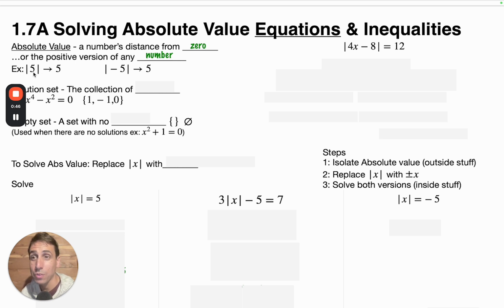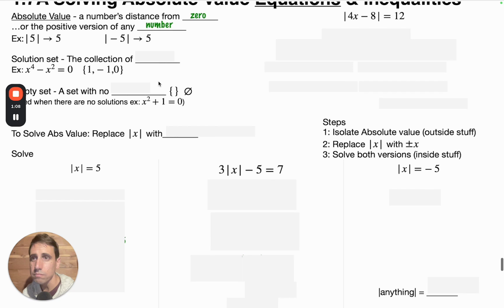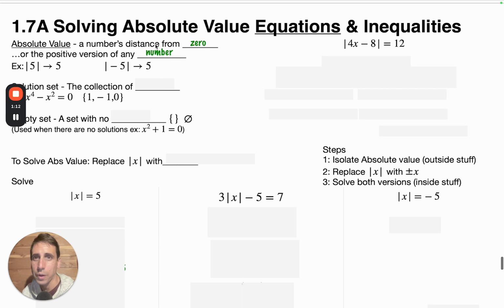If you want to take the absolute value of 5, the number 5 is 5 units away from 0. Negative 5 is also 5 units away from 0. So they both share the same absolute value. When you take their absolute value, you get 5, both of them. It's also the positive version of both of these numbers. The positive version of 5 is 5. The positive version of negative 5 is still 5. So that's what absolute value is. Quick refresher. We're going to start solving equations that have absolute values in them, and it's a little dicey, a little tricky, so stay with me.